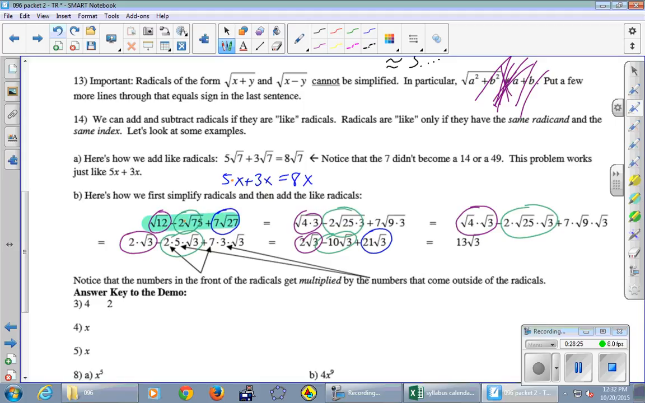And now I have 3 like radicals. So we're just carefully counting how many we have. 2 of them, minus 10 of them, plus 21 of them. Is that 13? I count 13 of those. Is that right? Is that okay? 2 minus 10 is negative 8. Plus the 21 is 13. So our final answer there is 13 radical 3. Any questions on that?